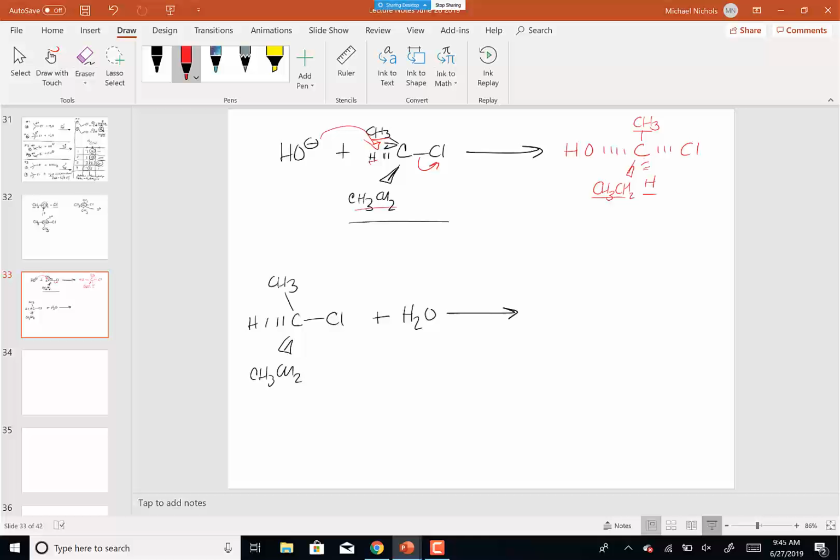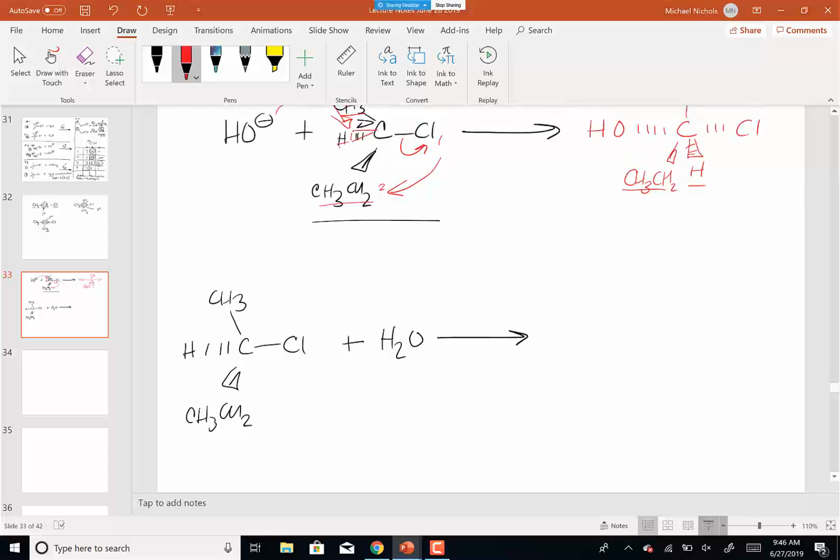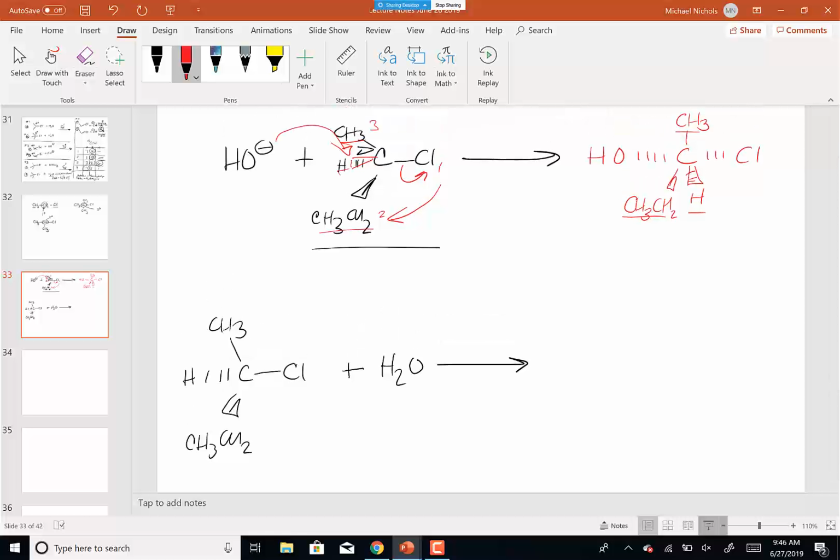The H will be on whatever it started as. So in this case, the reason I put the H on the dashed wedge is because to determine the configuration of this, it's 1, then 2, then 3, because I already put the hydrogen as 4 on the dashed wedge. So now going from 1 to 2 to 3 is going to be clockwise. So that means that I started with R.